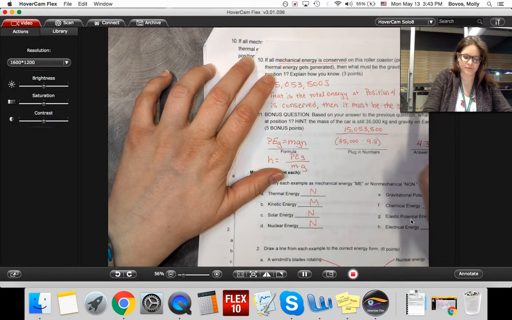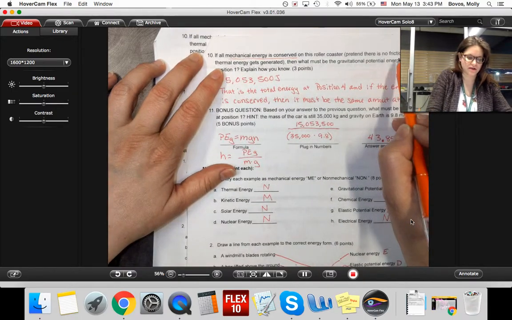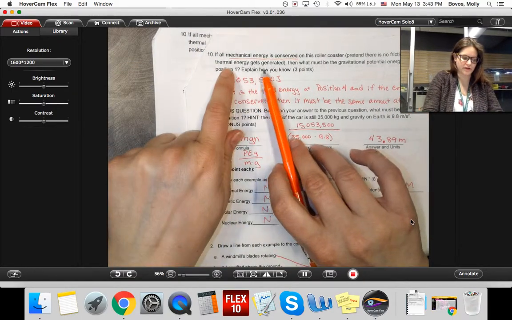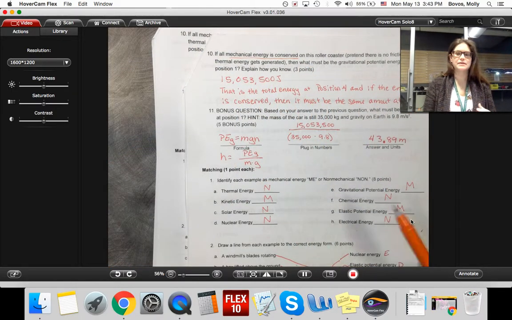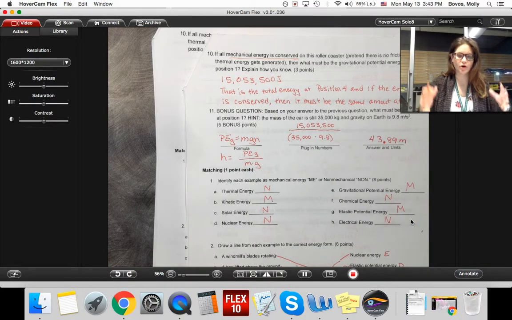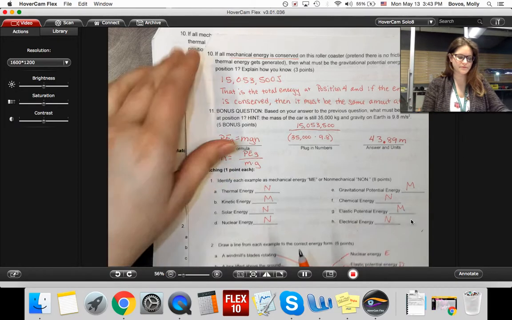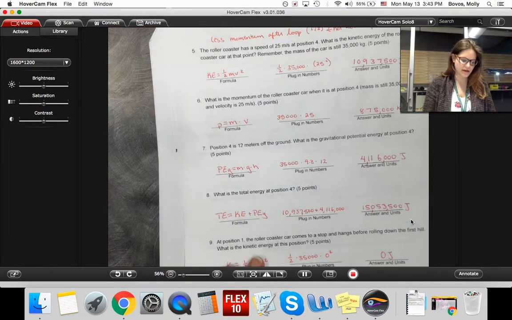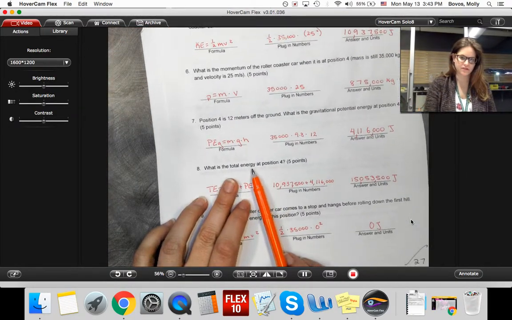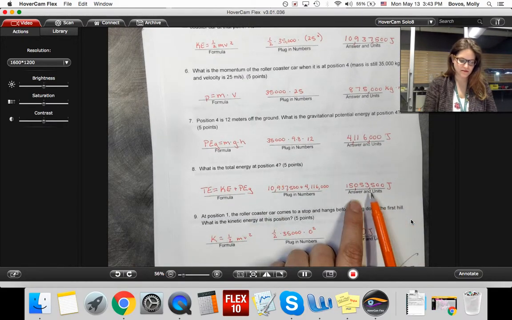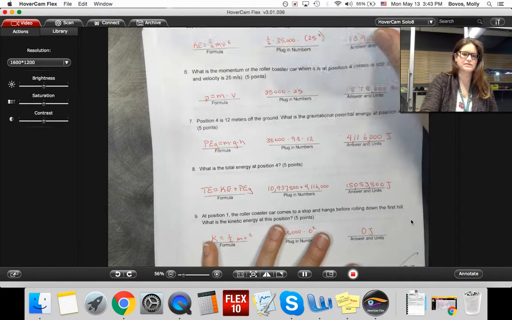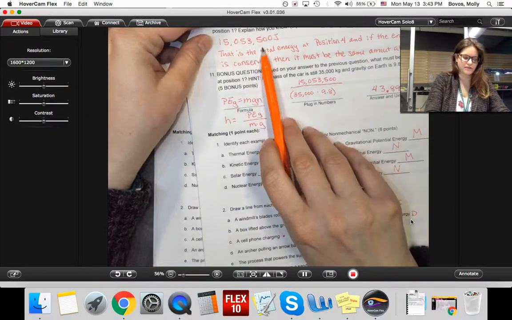roller coaster, we're pretending that there's no friction, and so no thermal energy would get created, then that means that all of our energy, our total amount of energy, has to be the same the whole time on the roller coaster, which means you can say if we calculated our total energy down here in number 8 to be this amount, then the same answer would be our answer here.